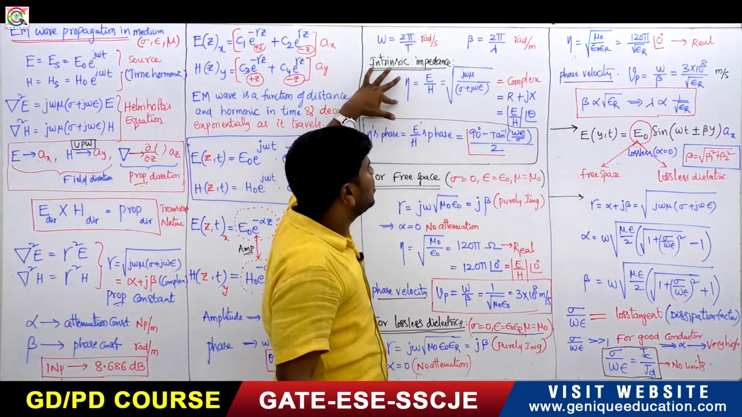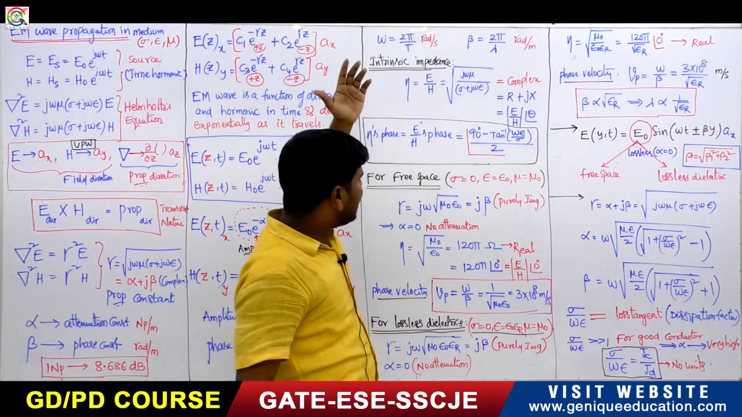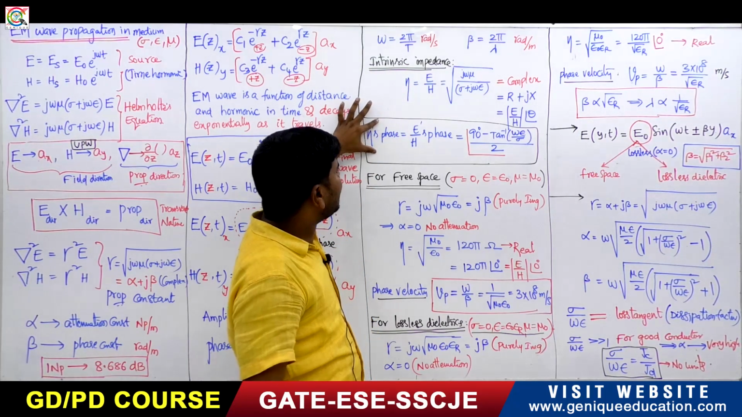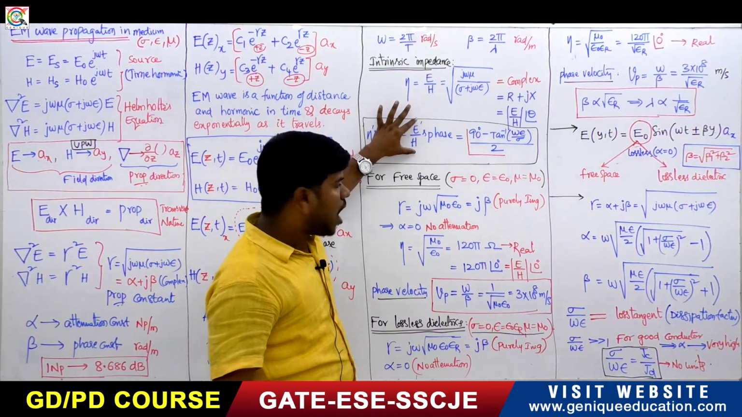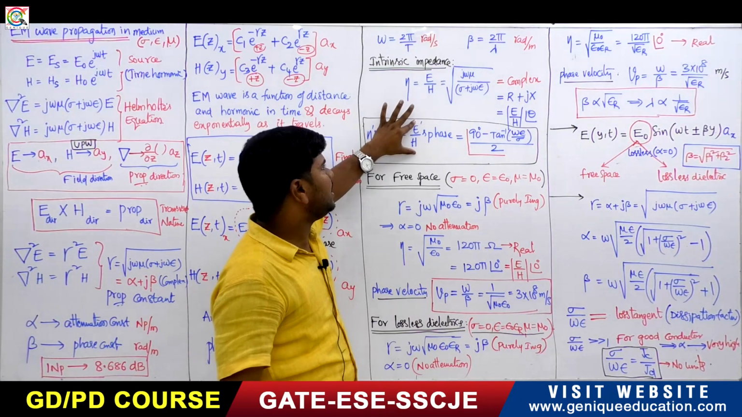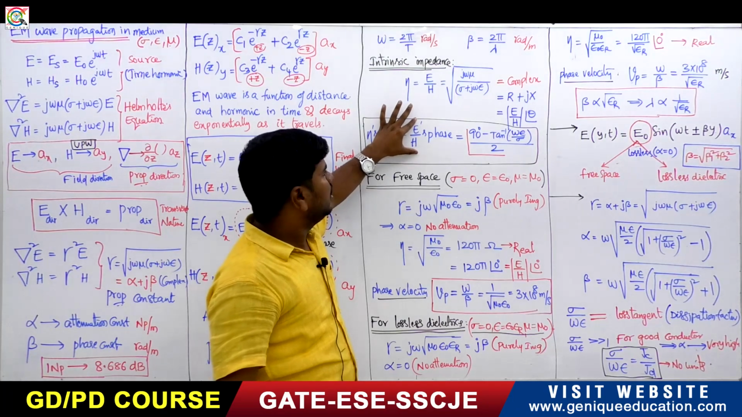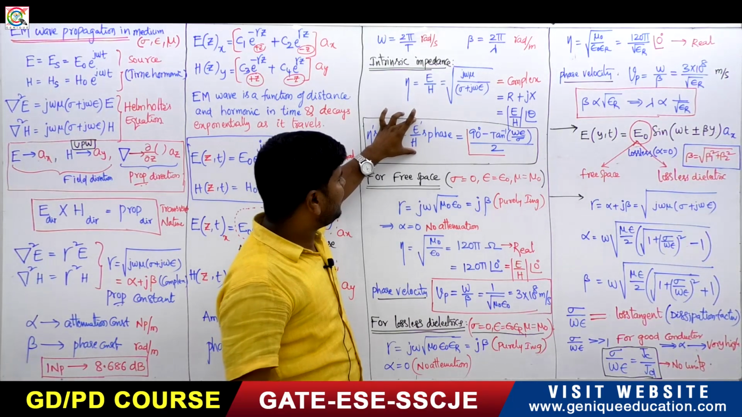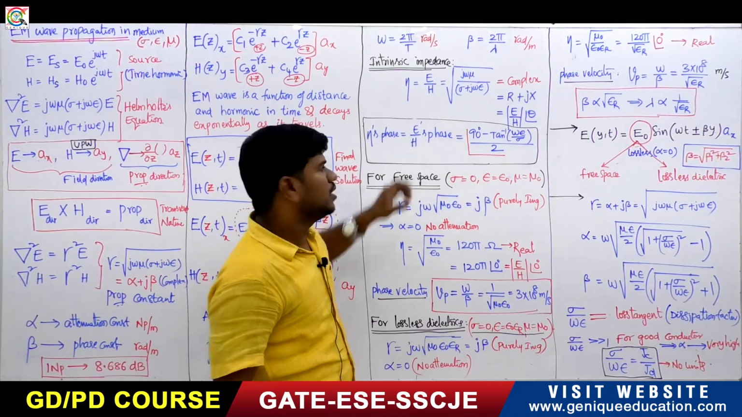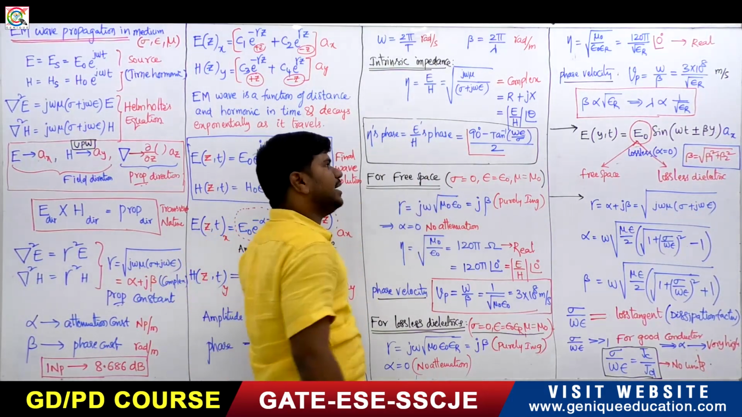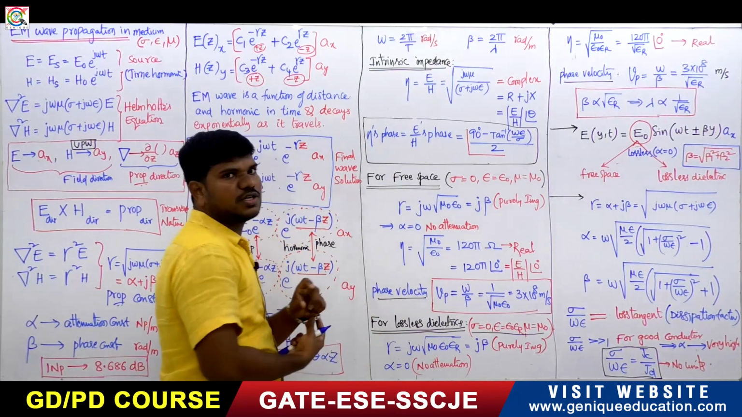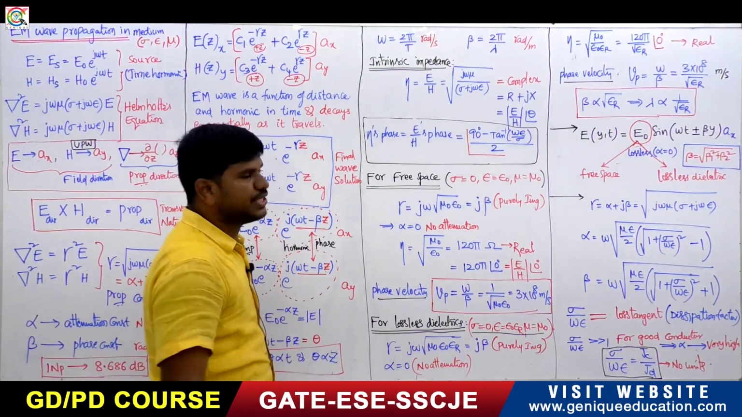Representing what? Eta. So from now we can say that the phase of eta can be called the phase of E by H, or also called the phase between E and H. Okay, the phase angle, the phase difference between E and H. So the eta phase is equal to the phase angle between E and H, or also equal to the phase of E by H.